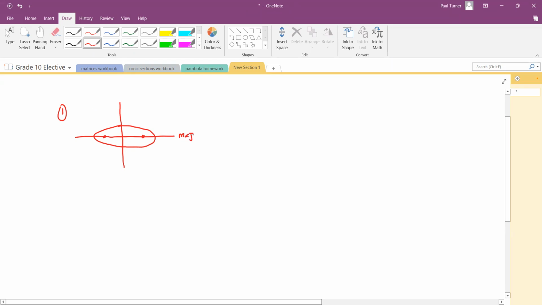So the major axis, that's the long axis. And the minor axis is the shorter one. So this is the minor axis for this case. So this is the y-axis, this is the x-axis.